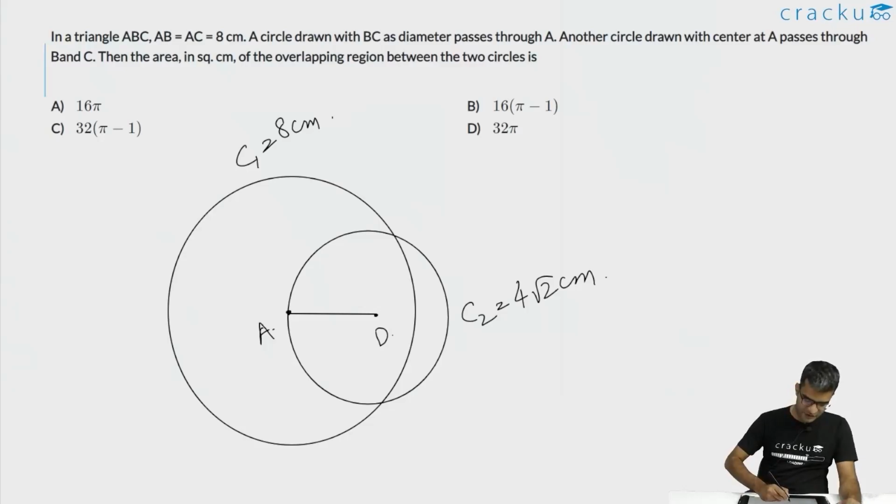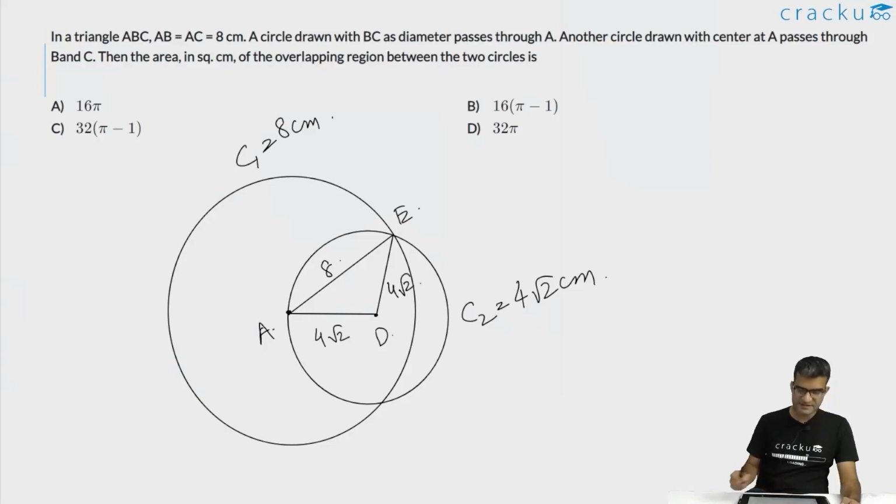Let us connect D to the point of intersection of the two circles. This also will be 4 root 2. This also is a radius. If you are connecting A to the point of intersection, this will be 8 centimeters. Let this be equal to E. So this is 8 centimeters, this is 4 root 2 and this is 4 root 2.